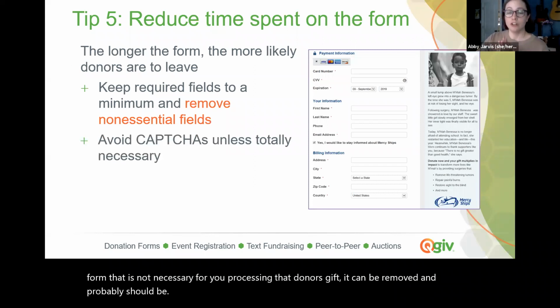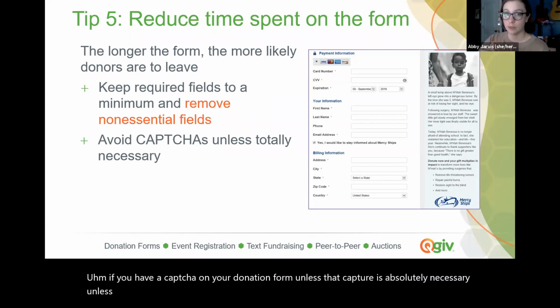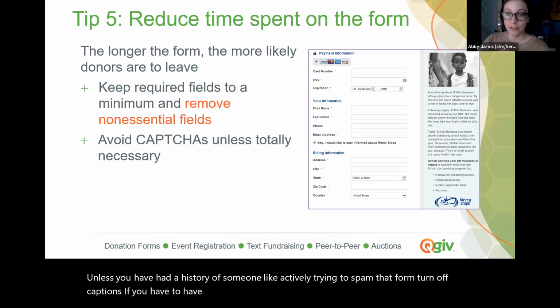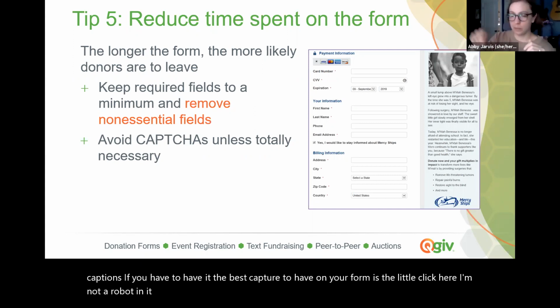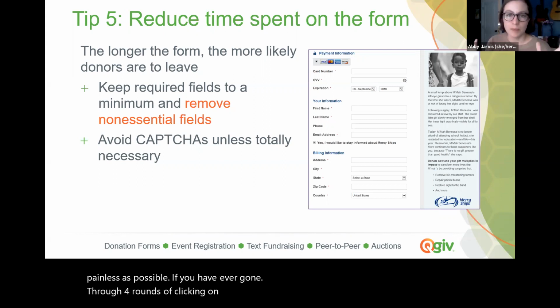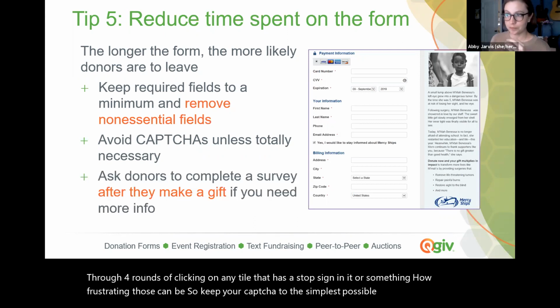If you have a CAPTCHA on your donation form, unless that CAPTCHA is absolutely necessary, unless you have had a history of someone actively trying to spam that form, turn off CAPTCHAs. If you have to have it, the best CAPTCHA to have on your form is the little click here, I'm not a robot, and you've all done it. You click there and it writes the check, and you can move from there. The goal, if you have to have a CAPTCHA, is to keep it as painless as possible. If you have ever gone through 4 rounds of clicking on any tile that has a stop sign in it or something, you know how frustrating those can be. So keep your CAPTCHA to the simplest possible format if you absolutely must have it.